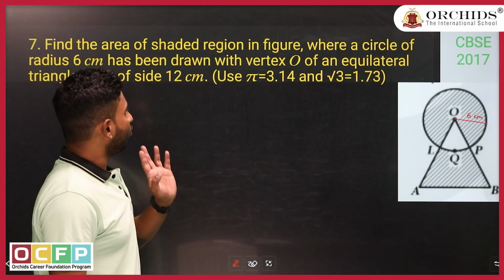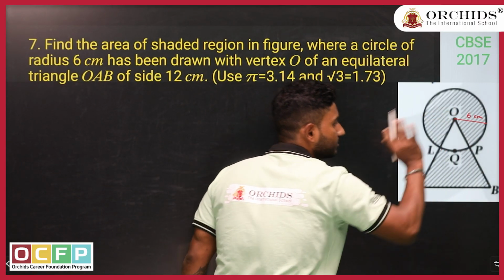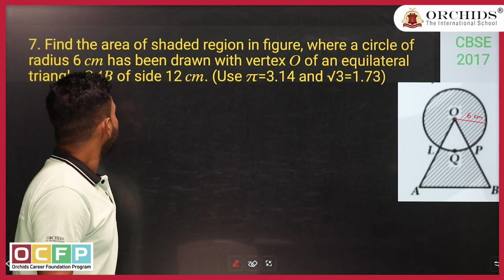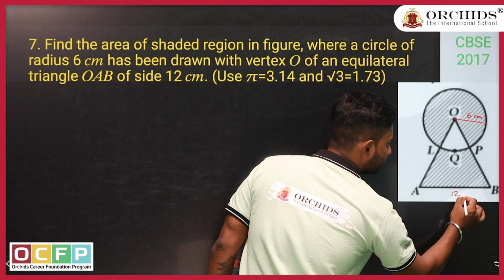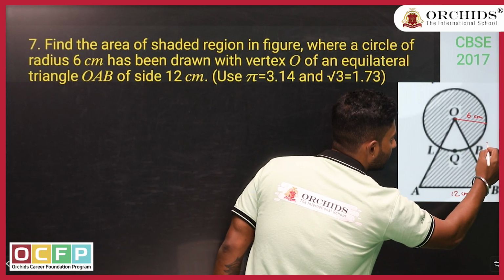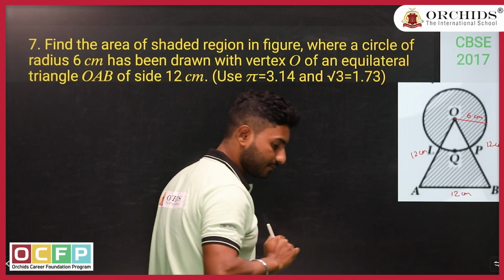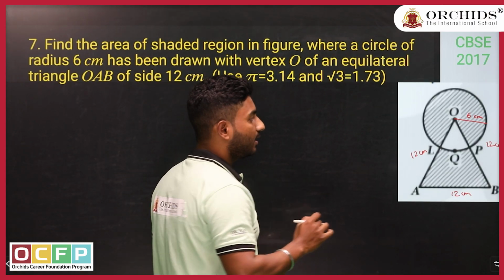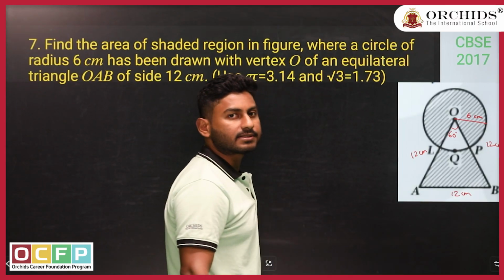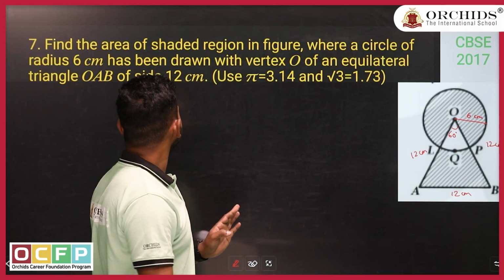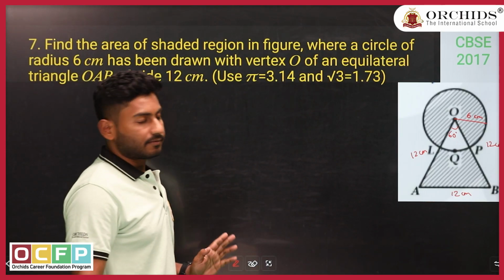The vertex is O of an equilateral triangle. So this one is an equilateral triangle. All the sides are equal, of side 12 centimeter. So this side is 12 centimeter, and all these sides are 12 centimeter. If it is an equilateral triangle, can I say this angle is 60 degree? Yes, the angle has to be 60 degree. Now you have to find the shaded region. Fine.